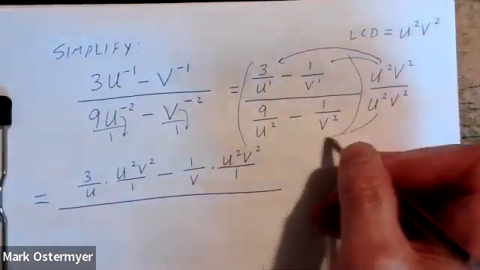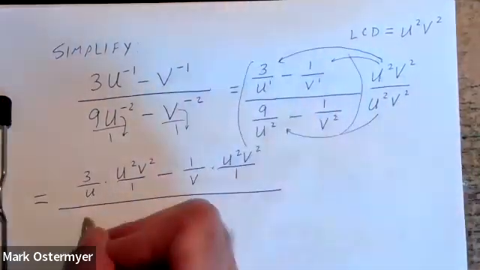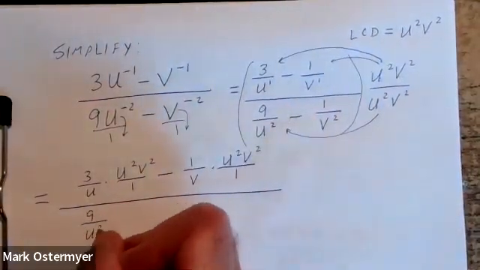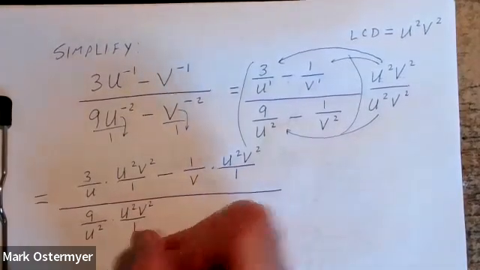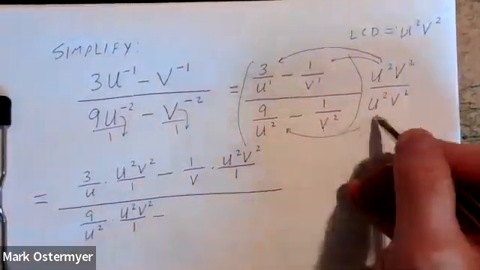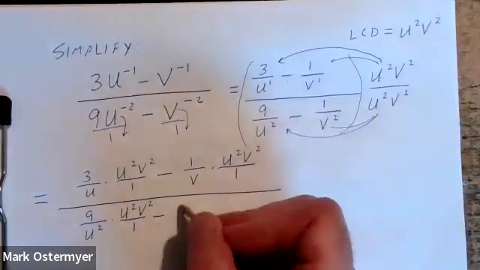Down in the denominator, u squared v squared gets multiplied by 9 over u squared. And then 1 over v squared gets multiplied by u squared v squared.